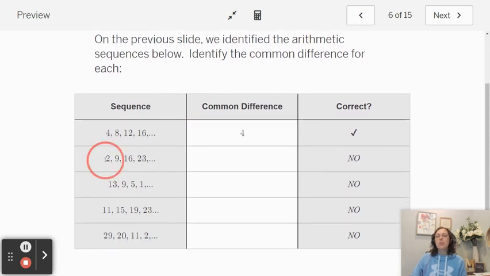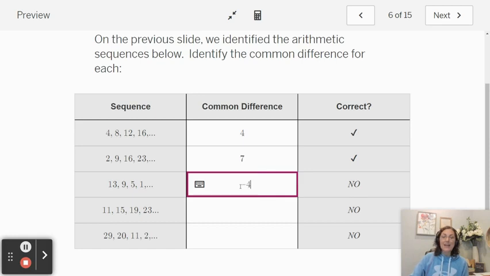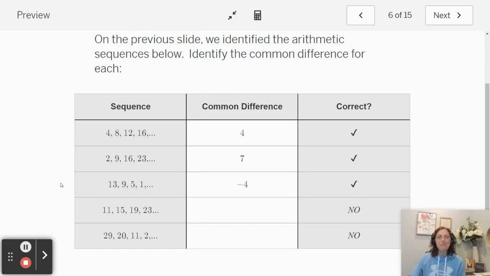Okay, 2 plus 7 gives me 9. 9 plus 7 gives me 16. So my common difference is 7. Okay, 13 minus 4 gave me 9. 9 minus 4 gave me 5. So my common difference, watch this one here, is -4. I had to do negative because it was subtraction.